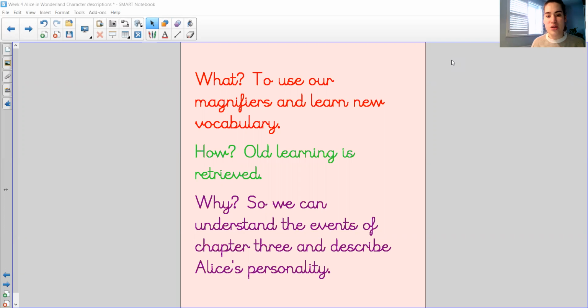Okay, so what are we doing? We're using our magnifiers and learning some new vocabulary. How? By retrieving old learning. And why? So we can understand the events of chapter 3 and describe Alice's personality.